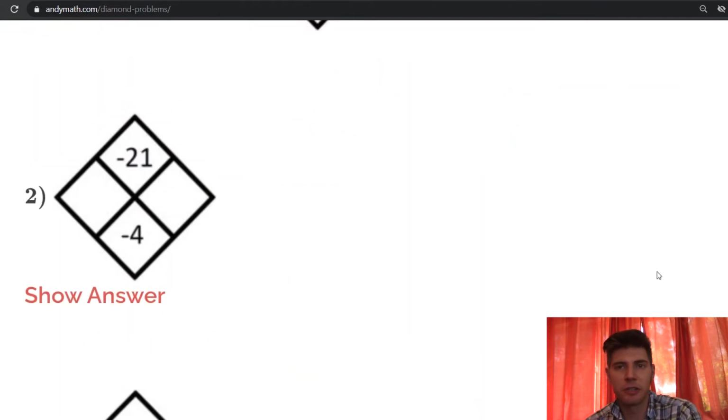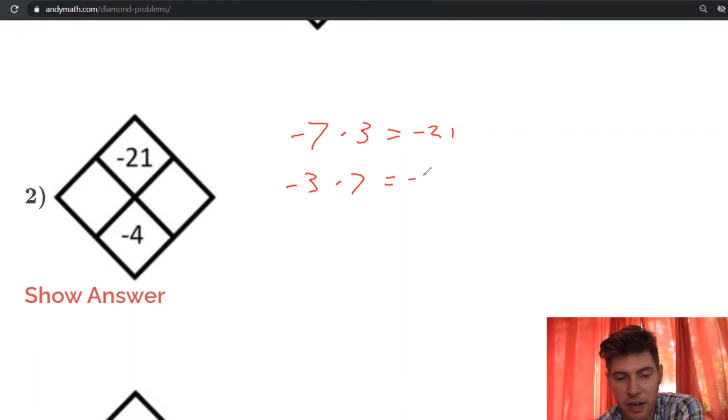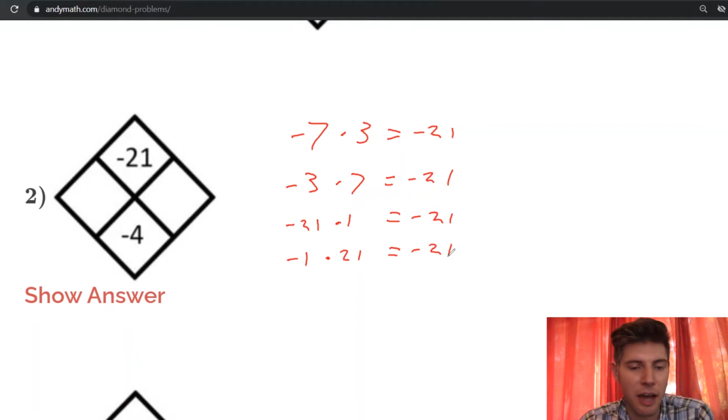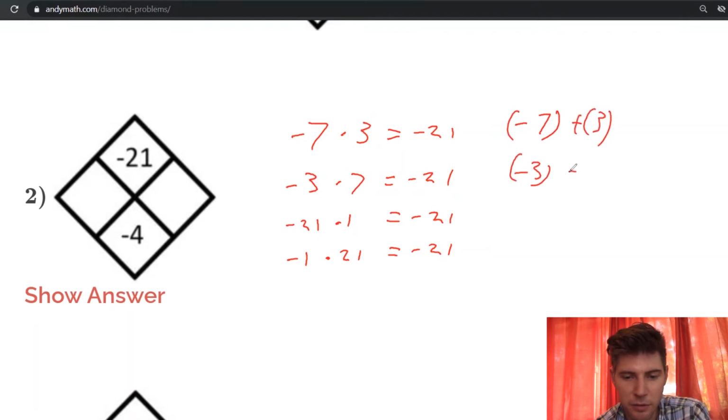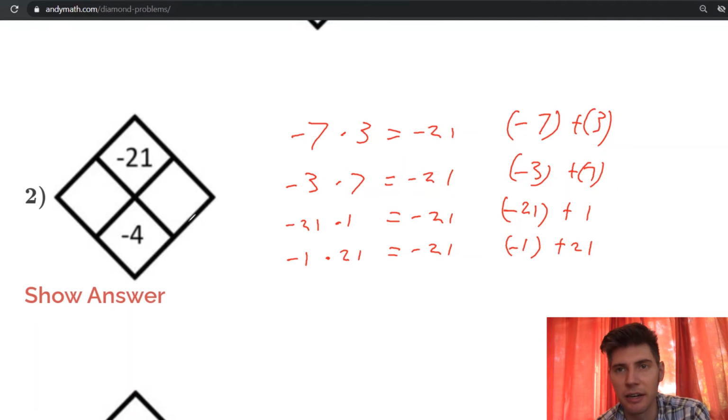So this one looks trickier, but let's do the same logic. What's everything that multiplies to negative 21? Well, we have negative 7 times 3 would give us negative 21. Negative 3 times 7, which would be negative 21. And I guess we have negative 21 times 1 and negative 1 times 21. So I think that's everything that multiplies to give us negative 21. Now let's add each of these things up. Negative 7 plus 3, negative 3 plus 7, negative 21 plus 1, and negative 1 plus 21. So now we're just adding because we add to get the bottom.